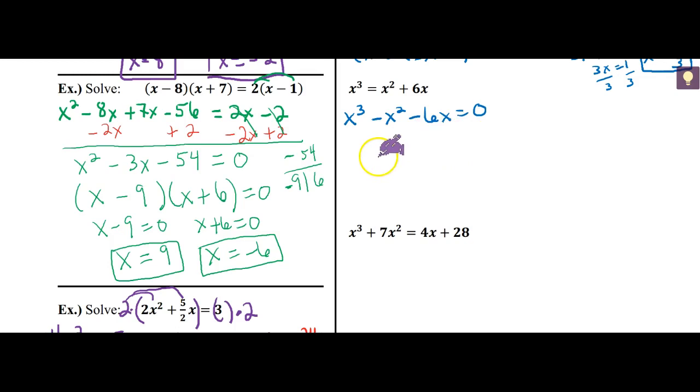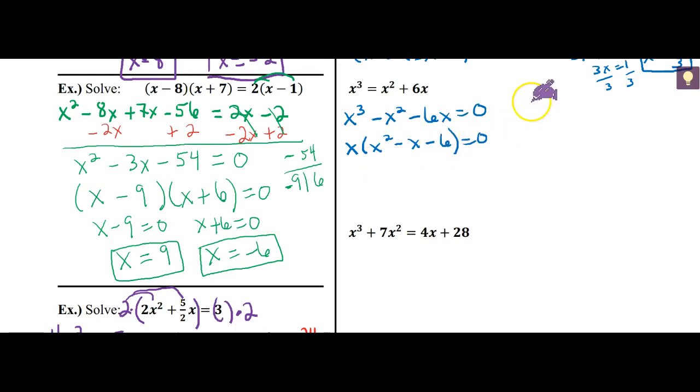Always start with your GCF, so they all have an x in common. So I'm going to go ahead and take that out first. So I'll pull out my GCF. I'm left with x squared minus x minus 6 equaling 0. And then I factor what's left, so it's a trinomial.